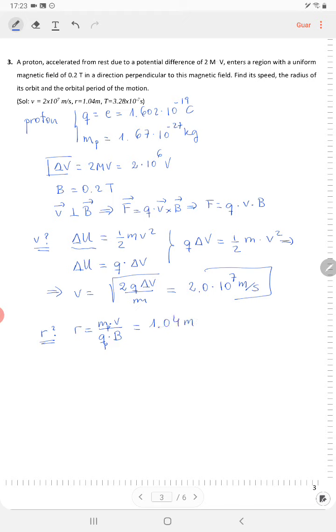Okay, and the last part is the orbital period, what we call the cyclotron period. So for this cyclotron period, you can go again to the slides and you see that this is 2 pi times the mass of the particle, in this case the proton, divided by the charge of the proton and the magnetic field. We have everything we need here. We have all the magnitudes, so you just have to calculate, and you can see that this is 3.28 times 10 to the minus 7 seconds.